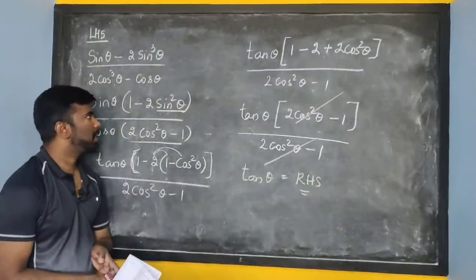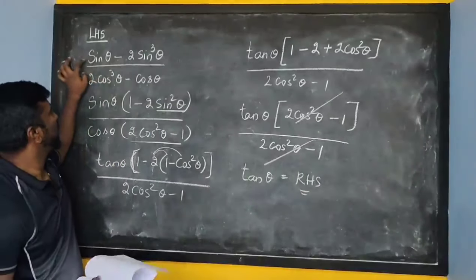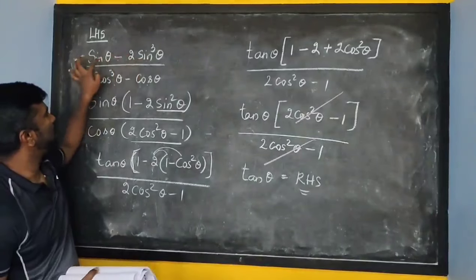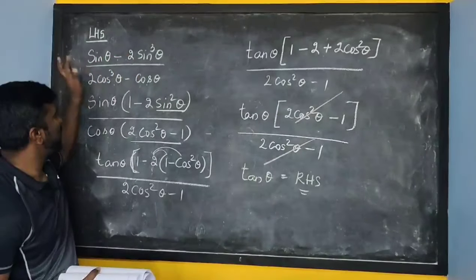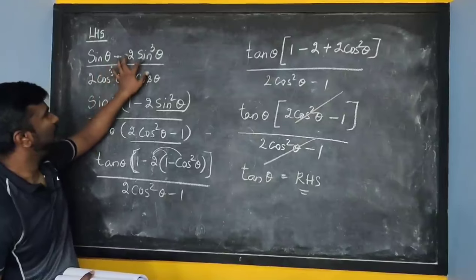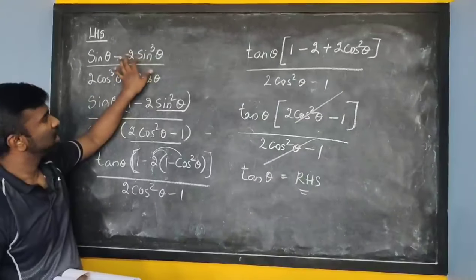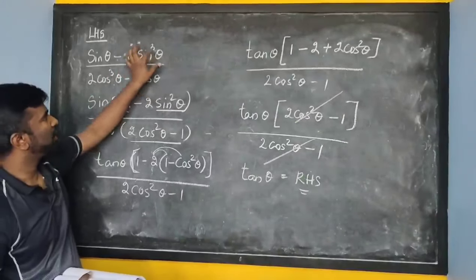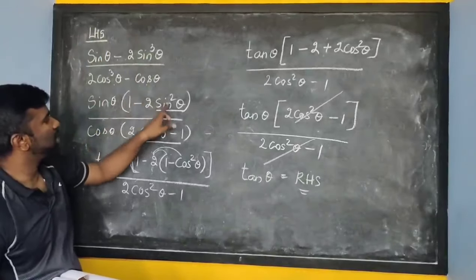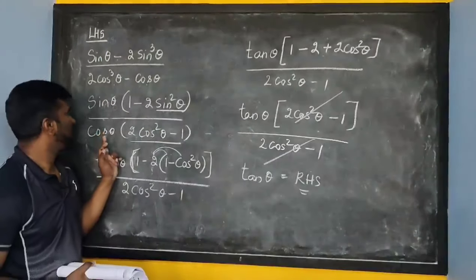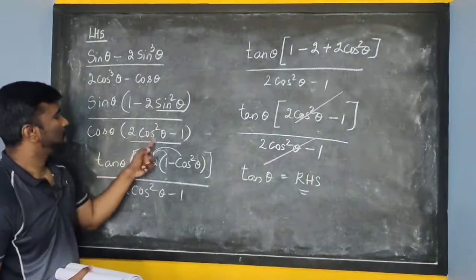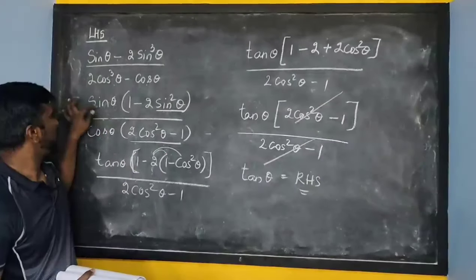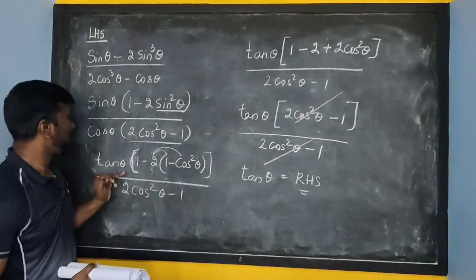Students, let me explain again. In the numerator, the common factor is sin theta. Take sin theta out. If you take 1 sin theta out, you will get 1 here. Here we have sin cube theta, that is sin theta into sin theta into sin theta. If I take 1 sin theta out, what I get is sin square theta. In the same way, in the denominator, remove cos theta. What I get is 2 cos square theta minus 1. Now sin theta by cos theta ratio is tan theta.